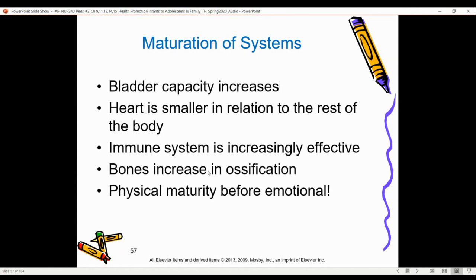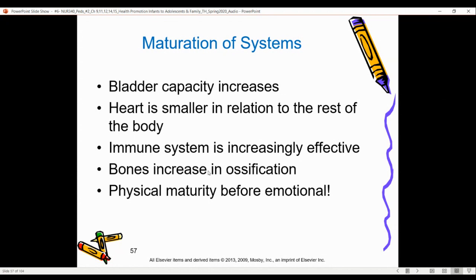Their bones are increasing in ossification, but their ligaments are stronger than their bones at this age, so we see more fractures in this age group because they're a lot more active now, and their bones are still not strong enough to support some of those falls, so we see more fractures in this age group.